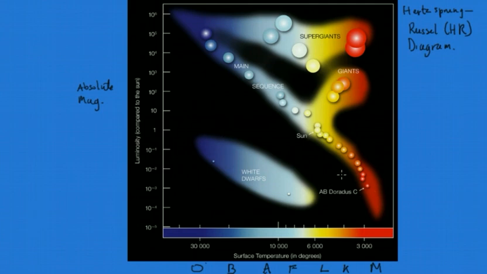What this shows us is that when we plot the data for the surface temperature and the apparent magnitude, stars aren't randomly scattered, but they do form these distinct groups. And when we look at where a star sits on the Hertzsprung-Russell diagram, we can really get an idea of where it is in its lifespan and where it's going to end up moving. So I hope that makes sense.